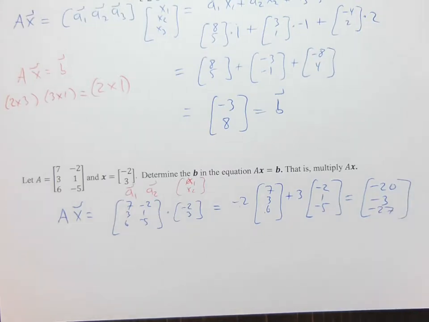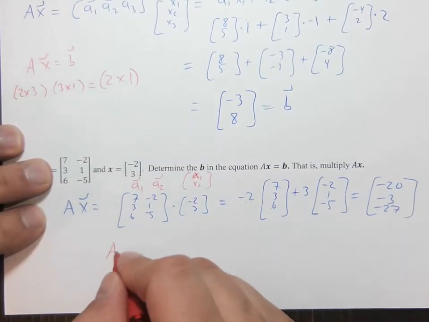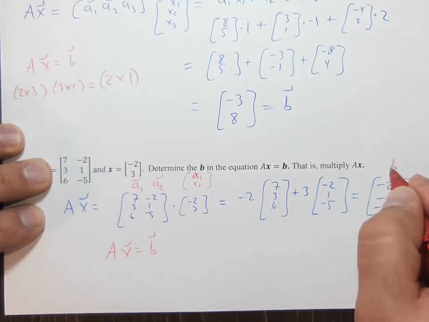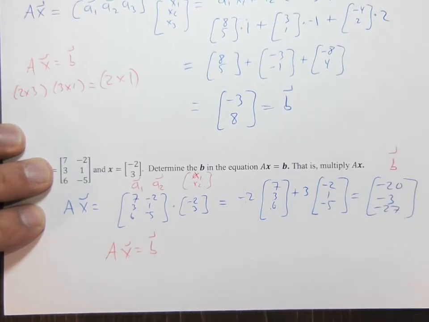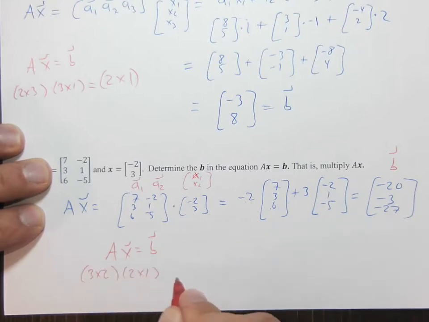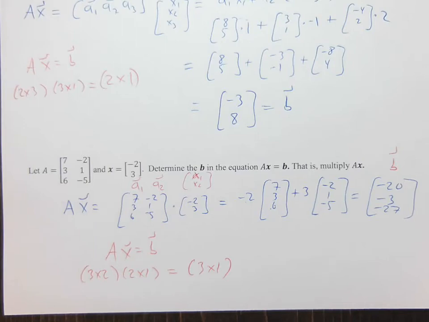Now again, let's see if we can come up with a pattern here. Let's compare the last couple. So we just did Ax equals b, and this is our b, just to be clear. That was the outcome. What we did is we multiplied a 3 by 2 times a 2 by 1, and we ended up with a 3 by 1. So maybe take a second, look at what happened in the last couple, and you can also compare it to the one on the last page.